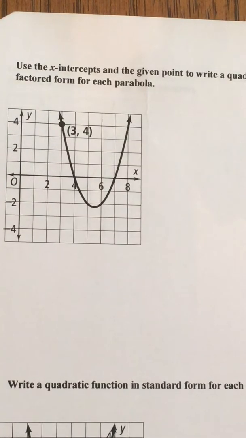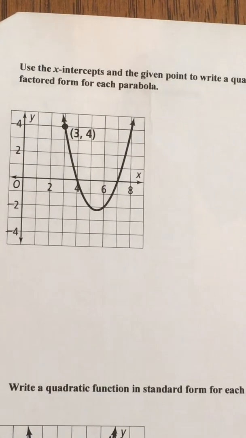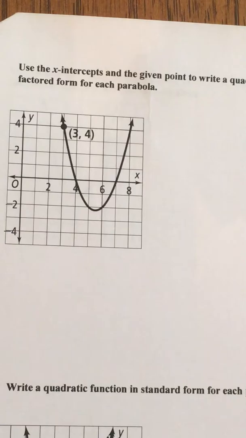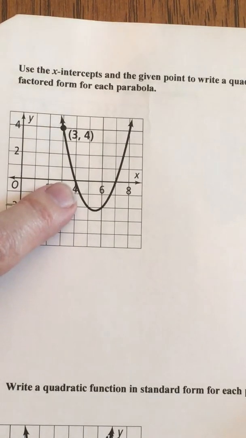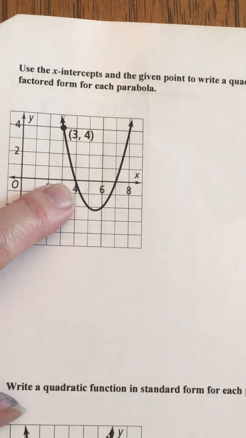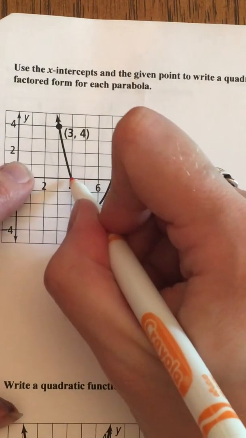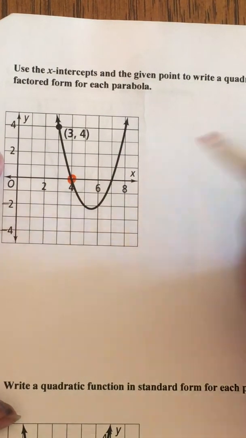Here, we're going to use the X-intercepts and the given point to write a quadratic function in the factored form for each parabola. Okay, so let's do that. So first off, I need to know what my X-intercepts are. Here's one, and here's another one.